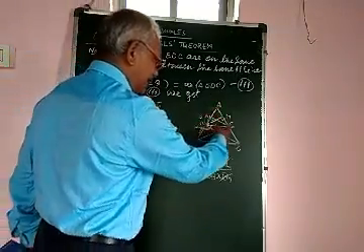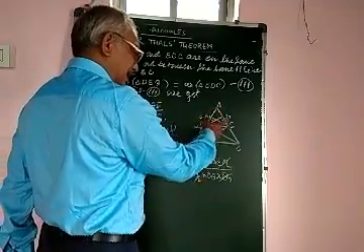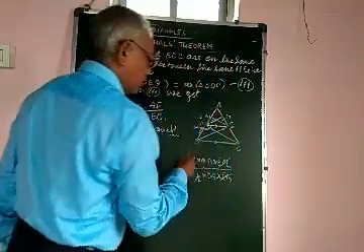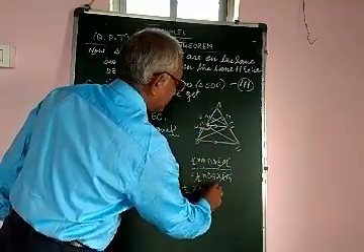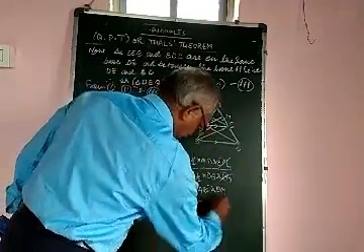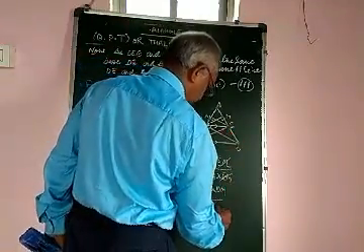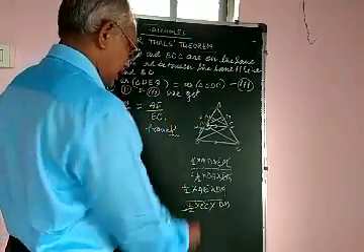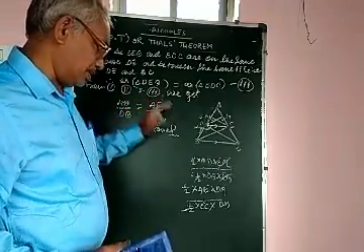Similarly, in triangle ADE and DEC, area of triangle ADE by area of triangle EDC is 1 by 2 into AE into height DN by 1 by 2 into EC into DN. Now this and this is cancelled. So AE upon EC.